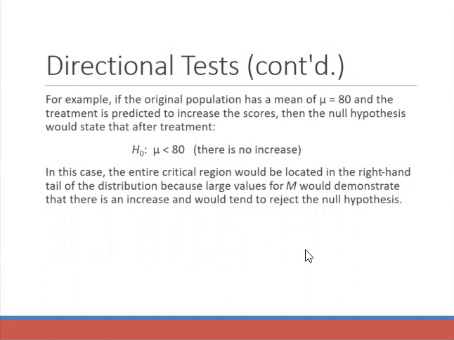And so in this case, what this means is the entire critical region would be located on the right-hand tail of the distribution. Because basically what we're saying is a sample mean that is very large would demonstrate this increase, and that's when we would reject the null hypothesis.